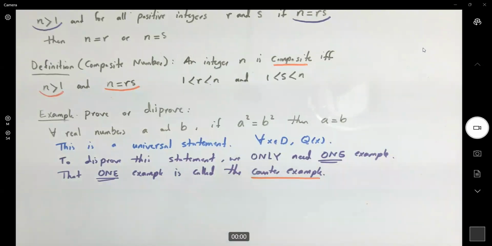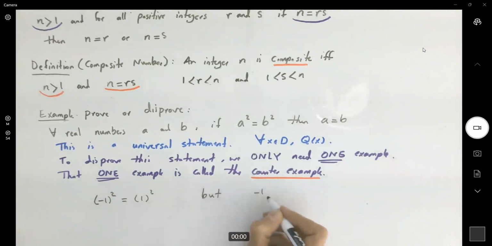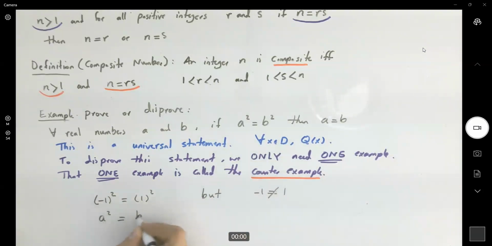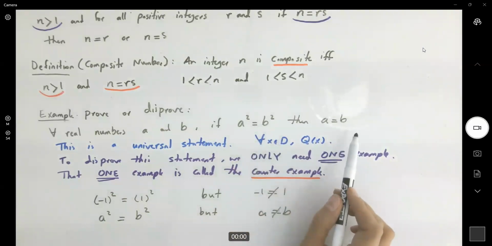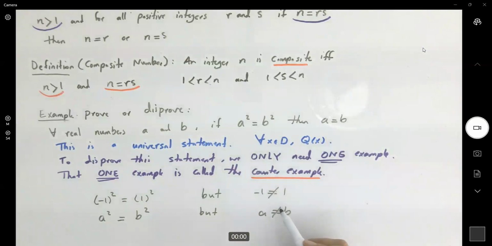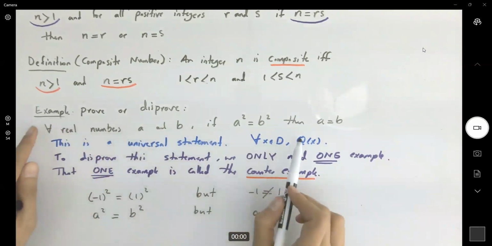There are a lot of examples that you can use here. -1 to the second power is the same as 1 to the second power, but -1 is different from +1. A squared is equal to b squared, but a is not equal to b. It satisfies the hypothesis, but the conclusion is not correct. So we found one example that disproves this statement. So in general, you say that this statement is not true.